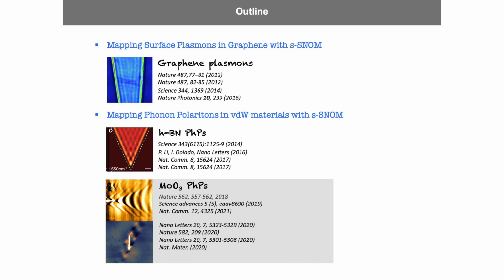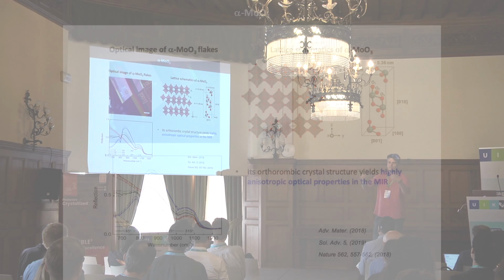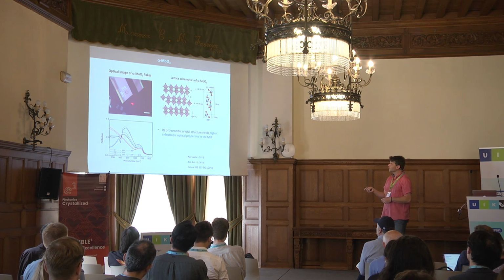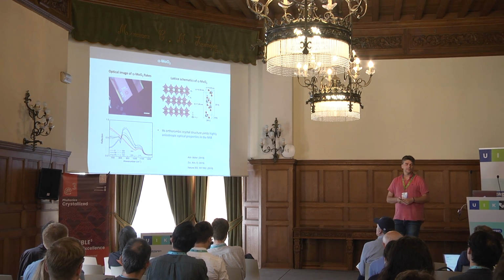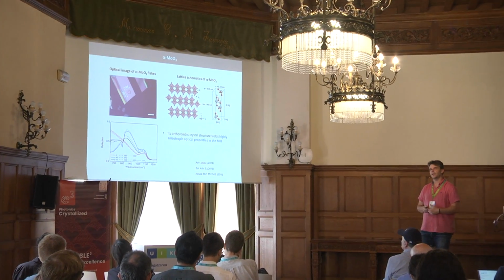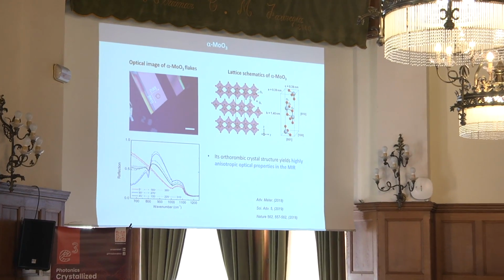But what is interesting about this material? It is easily exfoliable. You can buy the crystals from one of these big chemistry companies. Then we took it, and we did what many groups in the world were doing, like the tape thing, trying to get flakes. And then we got these flakes, which are very elongated in one direction. And this is because the crystal structure of this material is super anisotropic.